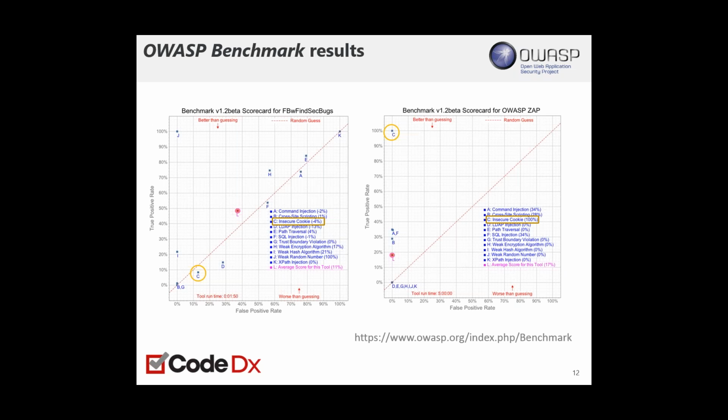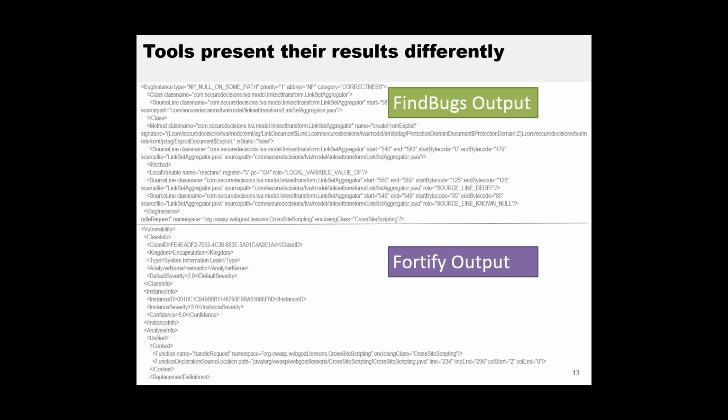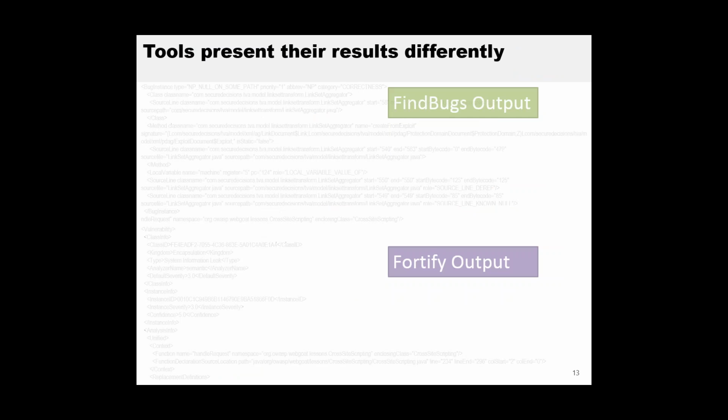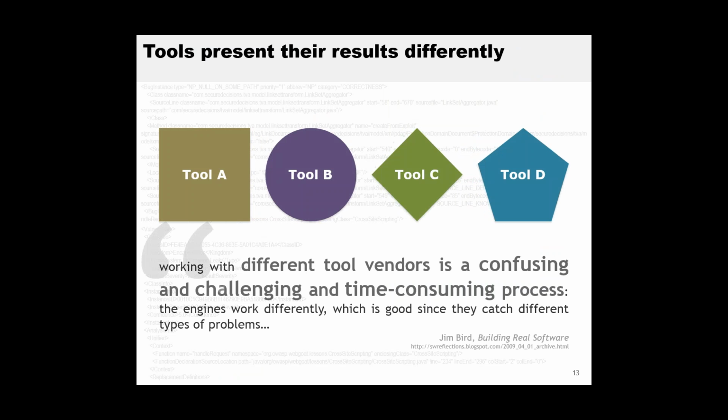And ZAP was perfect at insecure cookies, where FindBugs did very poorly. So it makes sense to use multiple tools to improve coverage, but there isn't an easy way to do this. Each tool has its own way of describing its findings, which, as popular blogger in the space Jim Bird points out, is very challenging and time-consuming. But the fact that these tools work differently is a good thing.